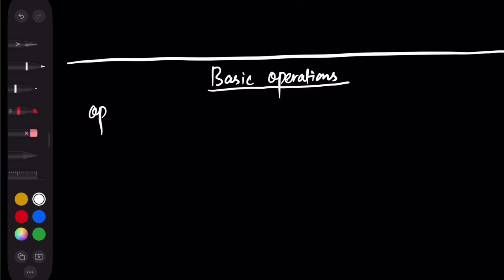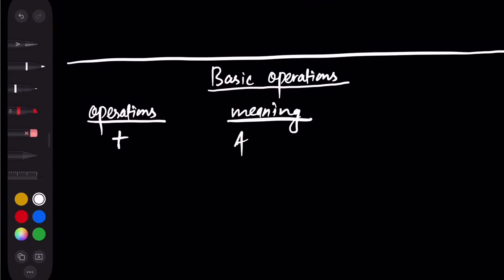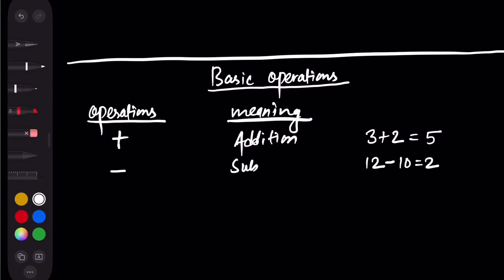The first one is, so let's start with operations, the meaning. So the first operation is plus or addition. So plus means addition. Let's say if we type 3 plus 2, then it will sum these two numbers, 5. Another one is subtraction. So if we type 12 minus 10, it will give us back 2.